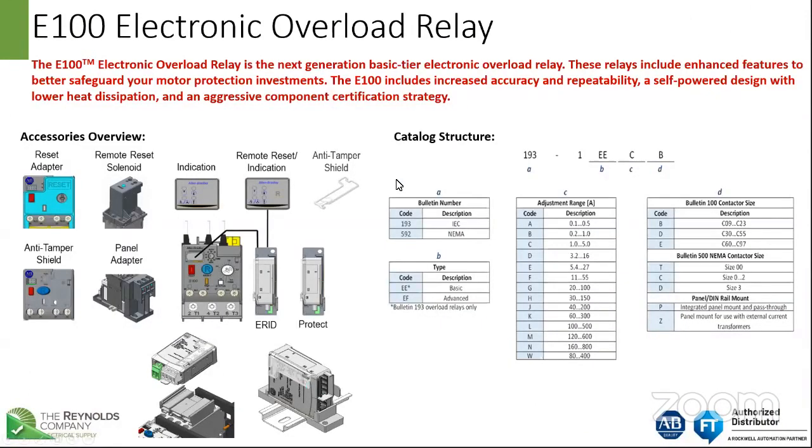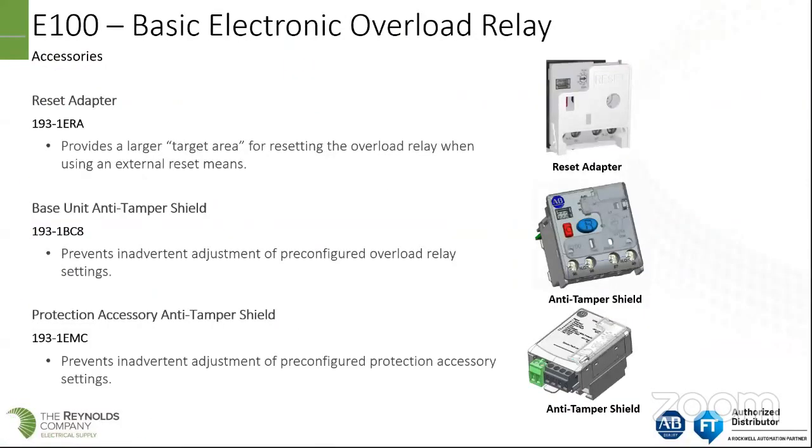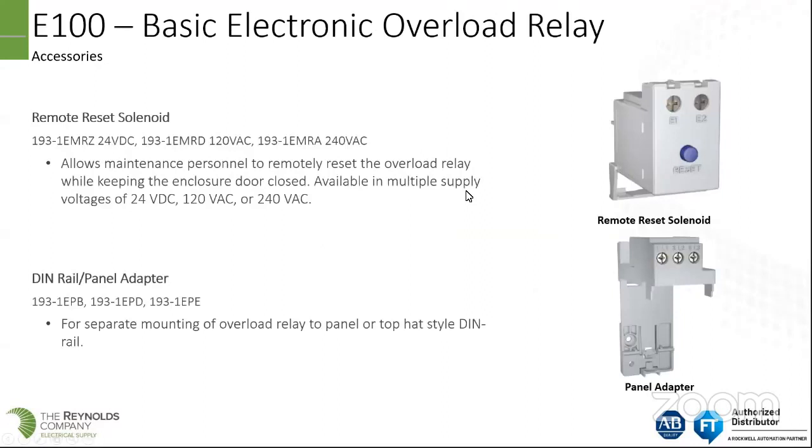A quick look at the accessories that are available. There is a reset adapter available for the front of it, as well as a tamper shield that'll be available for the E100, and also a tamper shield for the protection accessory unit. Remote resetting of the overload relay can be done with a remote reset solenoid available at 24 volt DC, 120 and 240 volt. This just snaps onto the front of the overload relay and provides a signal, and it'll push the reset button on the front of the overload for you.